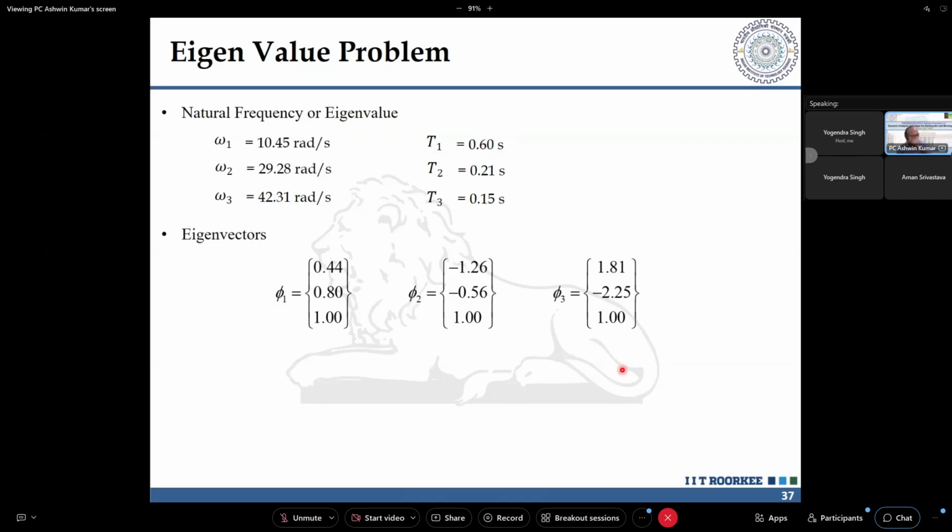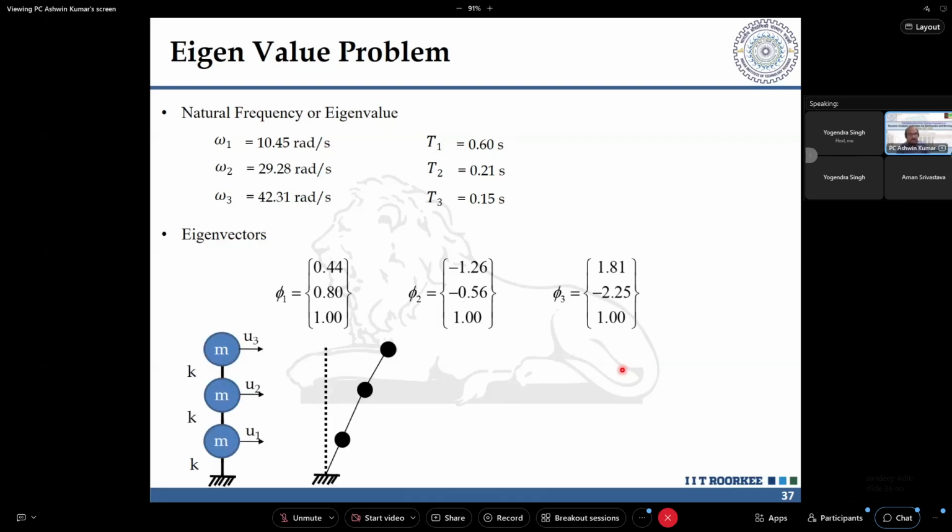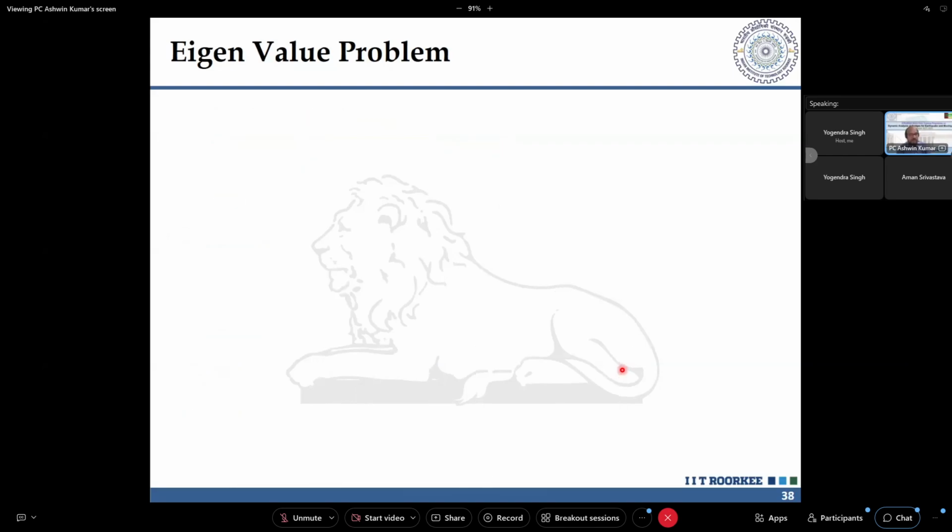Before that, the eigenvectors are there. You can substitute omega 1, omega 2, omega 3 back into the k minus m omega square equation, and then you can find phi 1, phi 2, phi 3, which are the mode shapes of the structure, representing how this multi-degree of freedom system is going to behave. Again, mode shapes are dimensionless. It gives you how the mass is going to move in each mode shape, if it is subjected to that particular frequency, right?